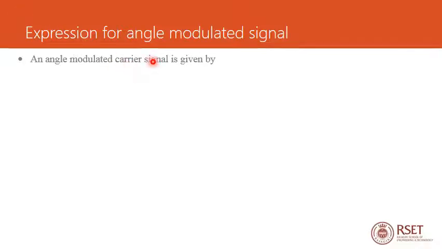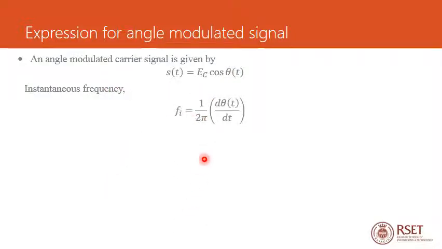An angle modulated carrier signal is given by S of t is equal to Ec into cos theta of t, where theta of t represents 2 pi Fct plus phi c. So the instantaneous frequency Fi is equal to 1 divided by 2 pi into d by dt of theta of t. Now we can write theta of t with respect to Fi, which is given as theta of t is equal to 2 pi integral Fi into dt.